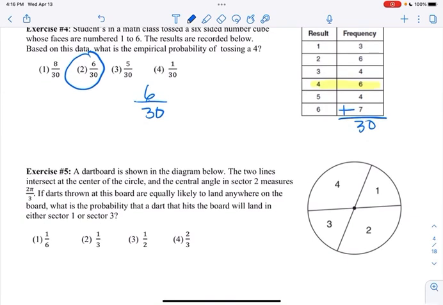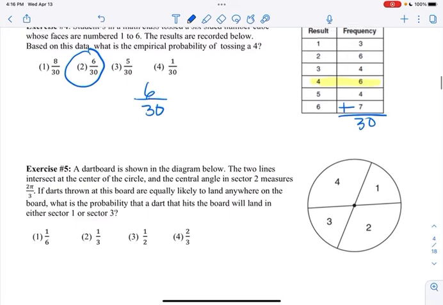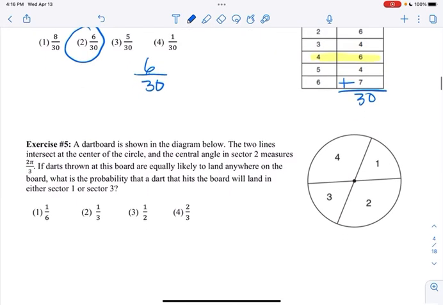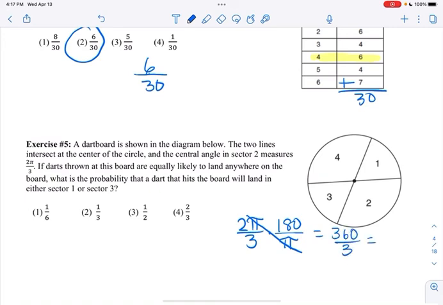A dartboard is shown in the diagram below. The 2 lines intersect at the center of the circle. The central angle in sector 2 measures 2 pi over 3. Now 2 pi over 3, I'm going to convert that to degrees. I do that by multiplying by 180 over pi. The pi's cancel. And 2 times 180 is 360 over 3. And that's 120 degrees. So this is 120 degrees. That makes this 60. This is 120 because they're vertical angles, and that's 60.